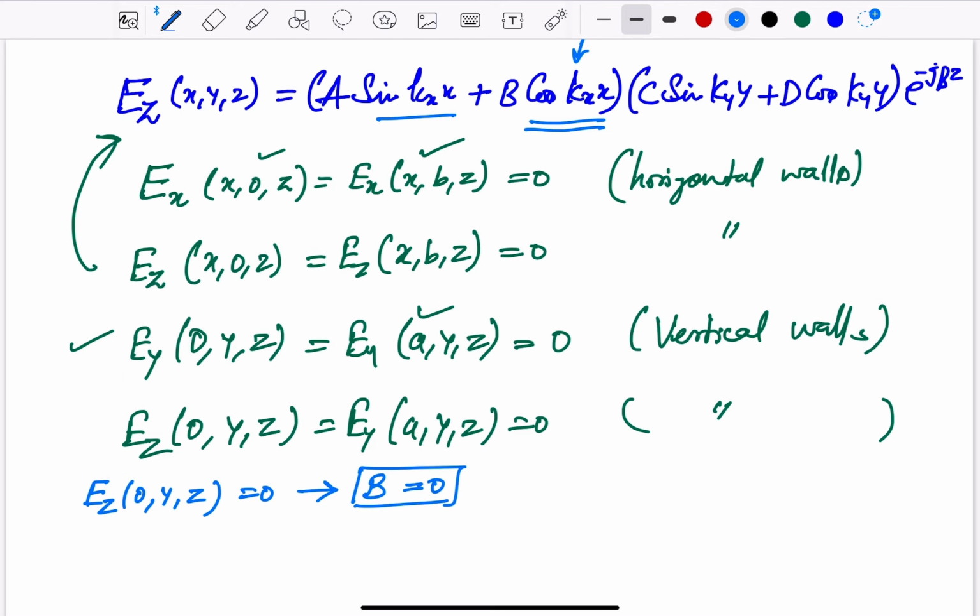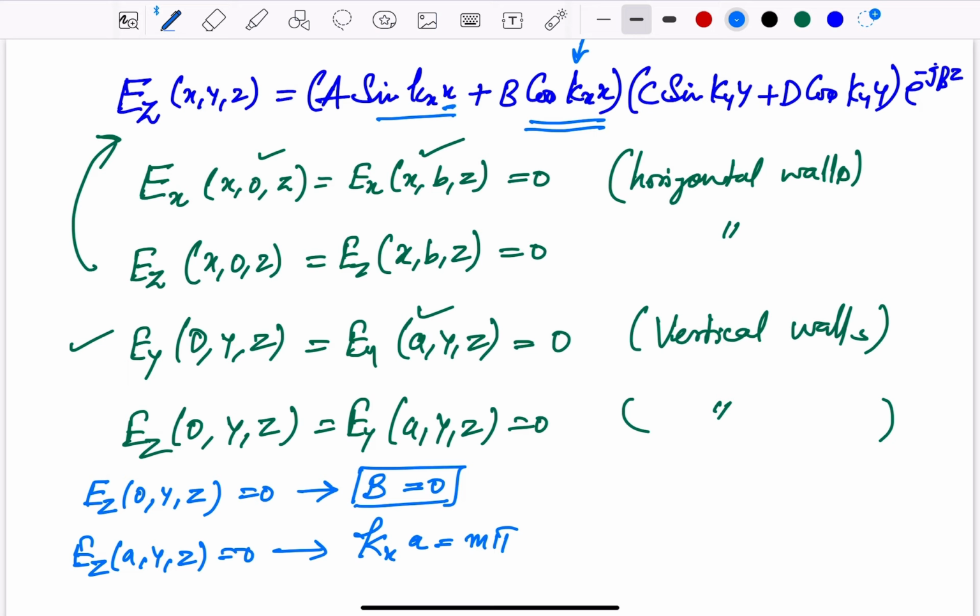One thing. Another is that when Ez(a,y,z) is equal to 0, here b is equal to 0. Forget about these things. So now, in place of x you are putting a. So this is kx a equal to m pi. Fine. This should be 0.